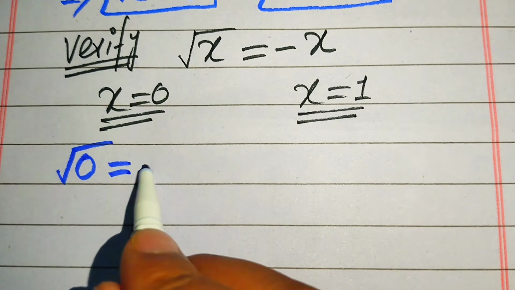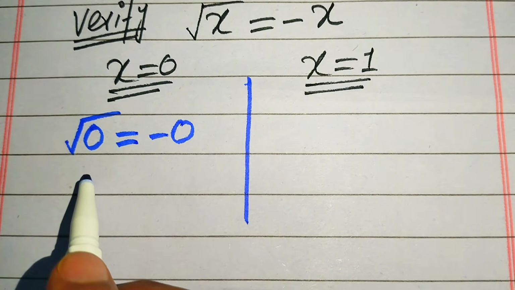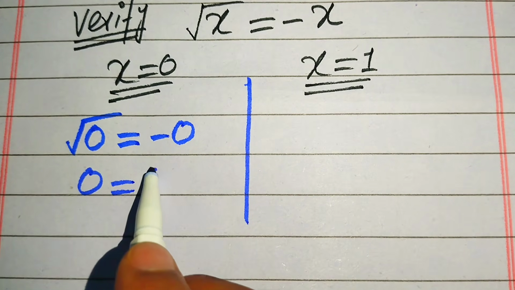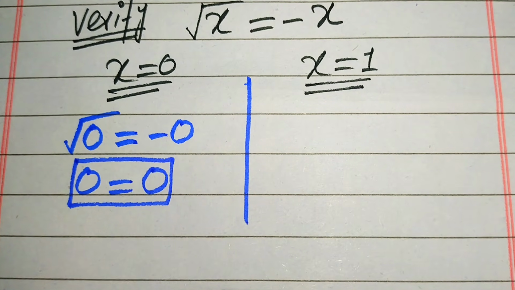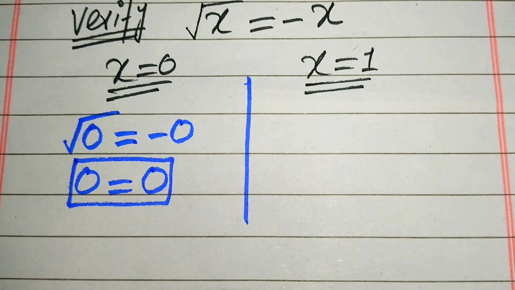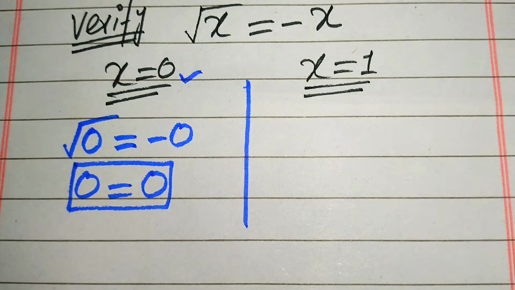So we get square root of 0 equals minus 0. So square root of 0 becomes 0, which is equal to 0. You see that both of the sides are equal, and if both of the sides are equal, this concludes that the value x = 0 is satisfied over the given question statement. x = 0 is the first solution of the given equation.